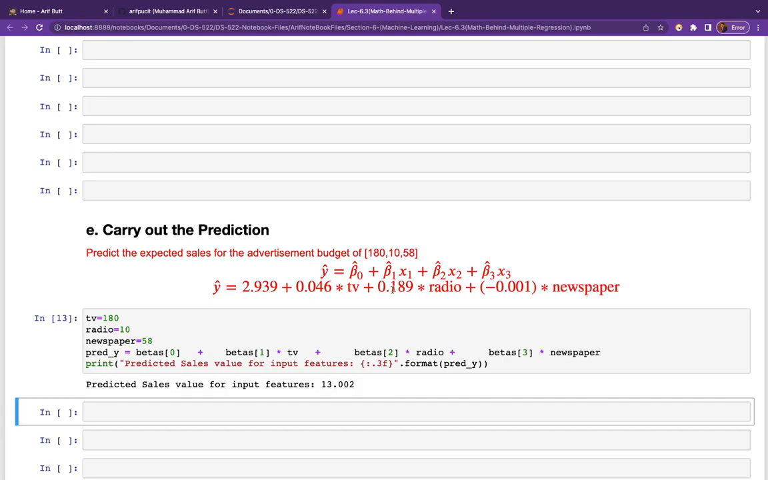Great. My dear friends, now that we have trained our model and used it for prediction, it is time to check its accuracy. So let's move ahead.